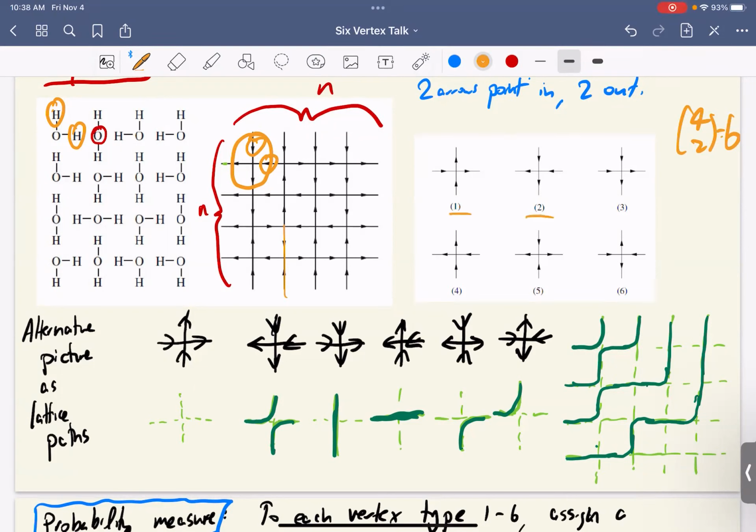1 and 2 are similar. I don't know if you can see. Vertex type 1 has 2 up arrows and 2 right arrows. And vertex 2 has 2 down arrows and 2 left arrows. So those are related by just a flip. And similarly, 3 and 4 are related by a flip. And 5 and 6 are related by a flip. So somehow the 1 and 2 are similar and 3 and 4 are similar.